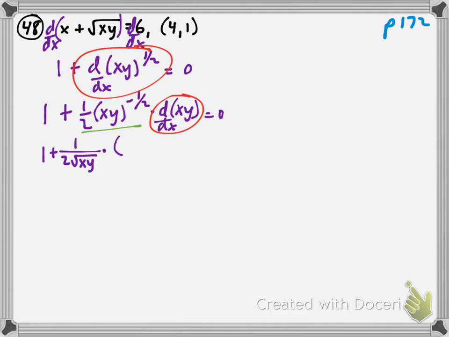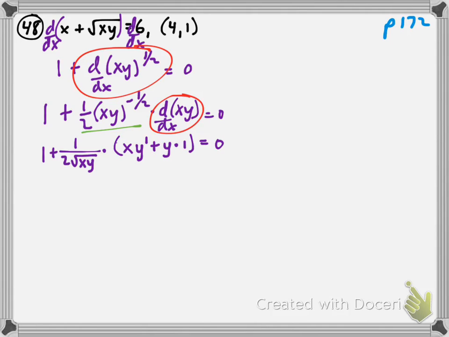It's the derivative of a product, which means that we have to take the first factor multiplied by the derivative of the second. So first times the derivative of the second, plus the second times the derivative of the first. And again, all of that is equal to 0.